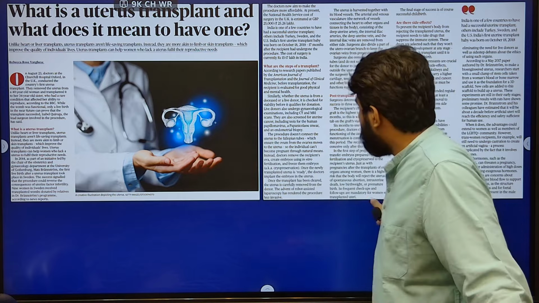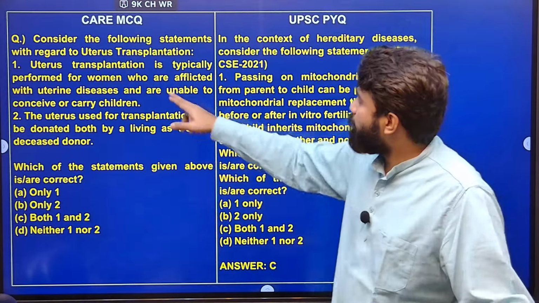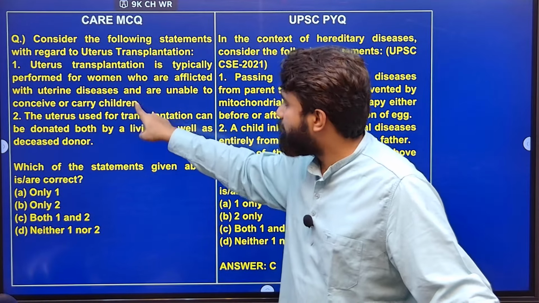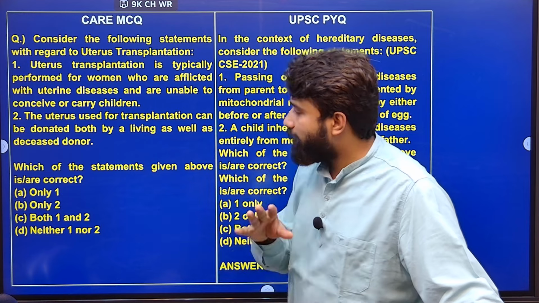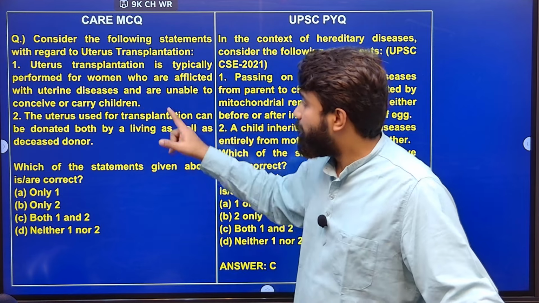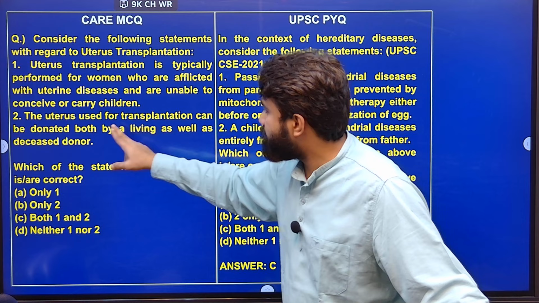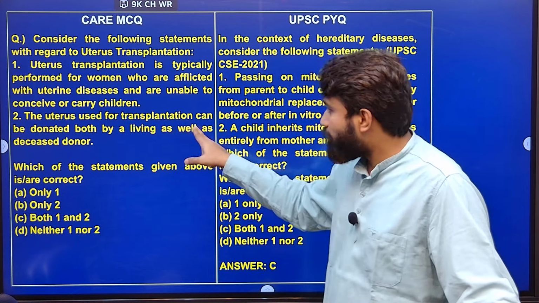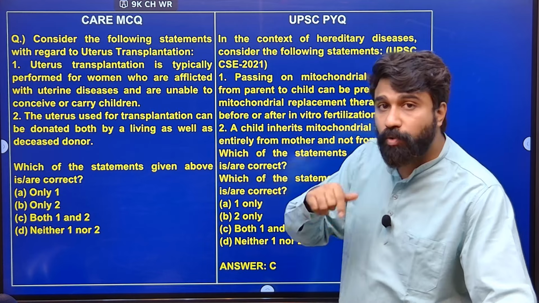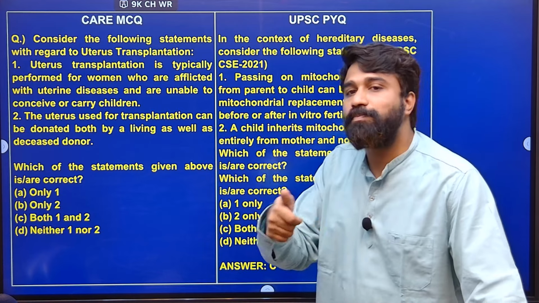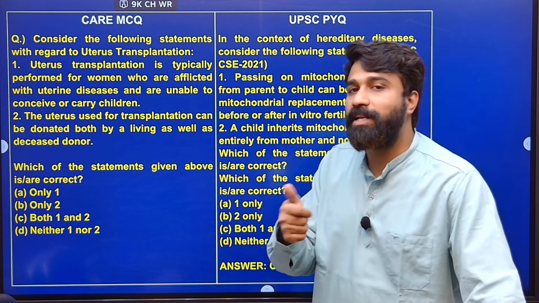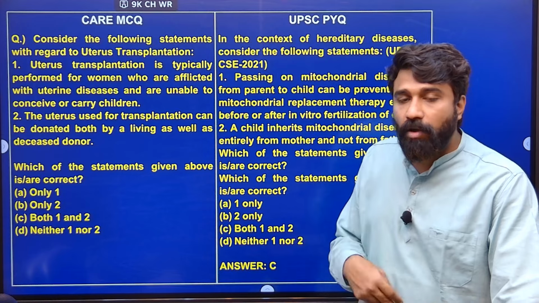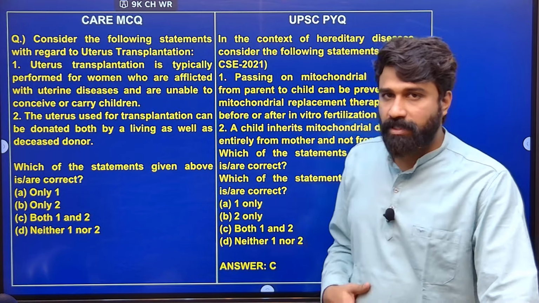That kind of transplantation can typically be performed for women who are afflicted with uterine diseases and are unable to conceive or carry a child. The first statement is correct here. And a uterus used for transplantation can be donated by both a living as well as a deceased donor. Yes, not only a living person can donate the uterus for transplant, but also a deceased person; that means a person who has died can also give a healthy uterus to another person, right.